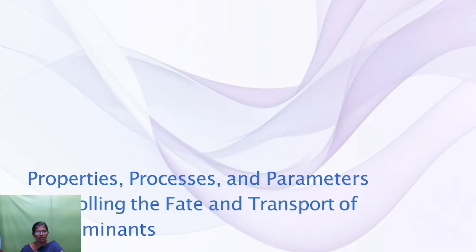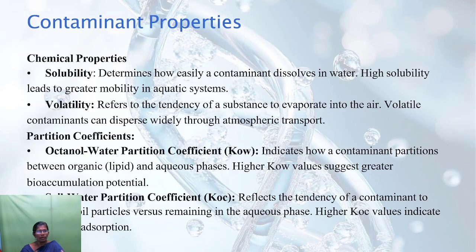Then the next topic is about properties, processes and parameters controlling the fate and transport of contaminants. What are all the controlling factors, parameters, properties and processes? So contaminant properties: if you take chemical properties, it is the solubility, volatility and partition coefficients. If you take solubility, it is how easily a contaminant is dissolvable in water, and larger solubility leads to greater mobility. It can be carried away by the water.